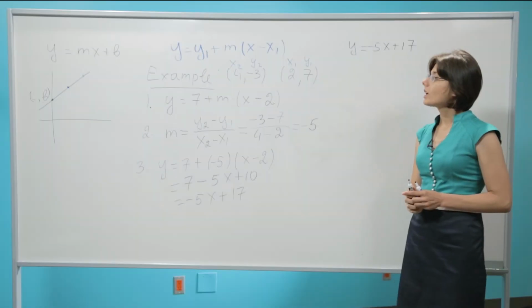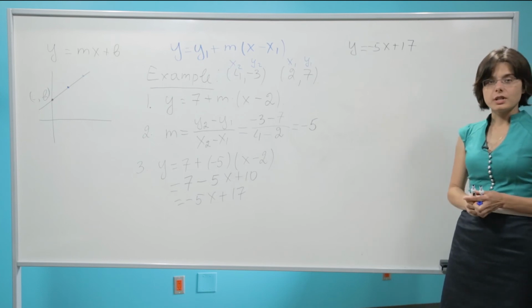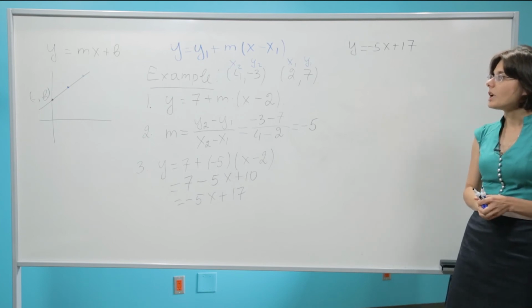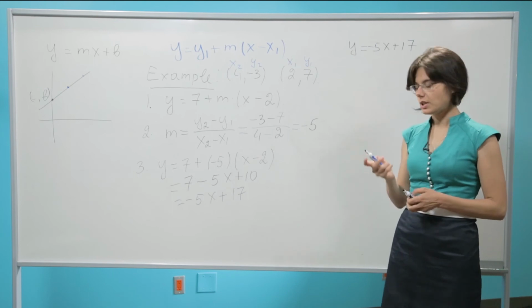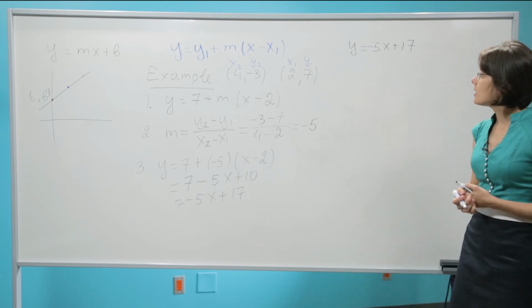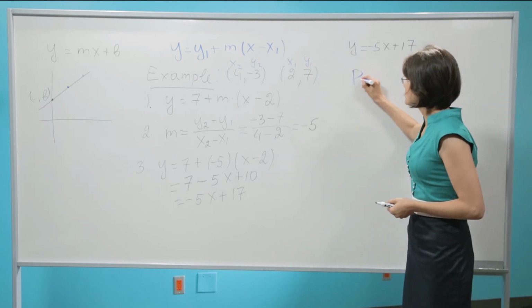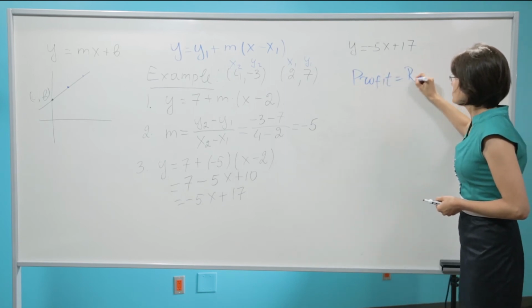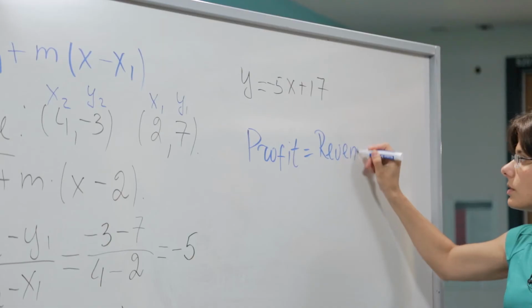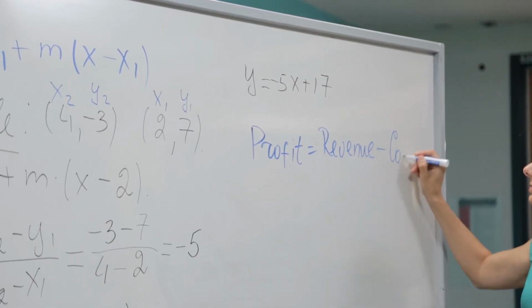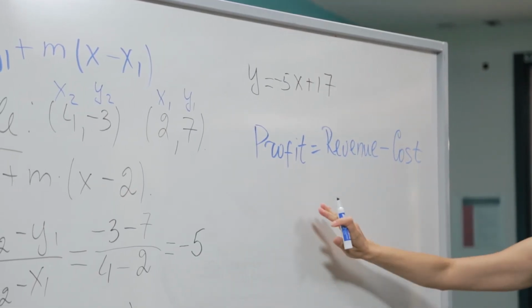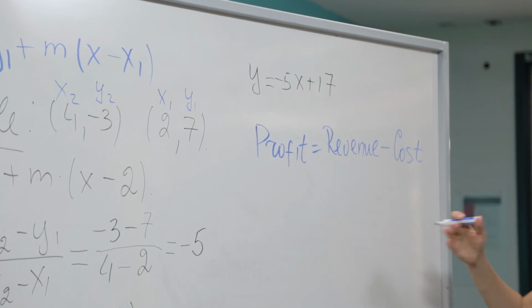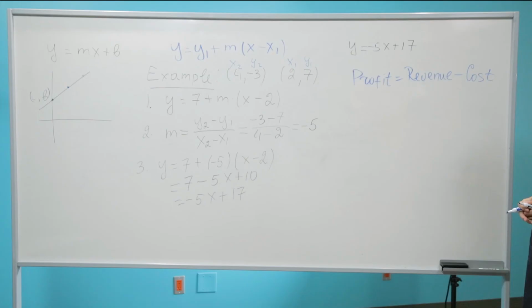Now let's look at an application of the linear equation. In business, we have lots of applications for the linear equation. For example, the profit is equal to revenue minus cost. This relationship between profit, revenue, and cost is a linear relationship.